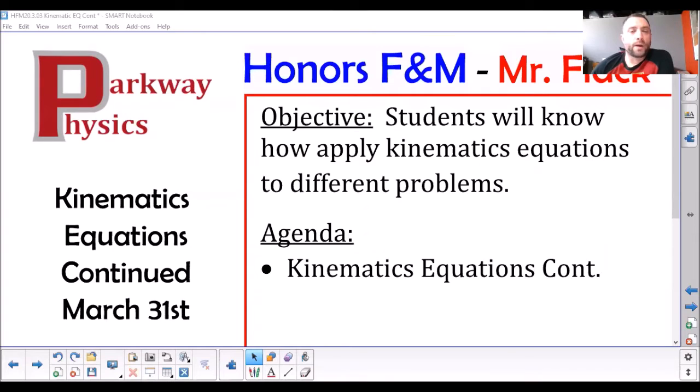Today what we're going to do is continue using the kinematic equations, and I'm going to try and give you some tips on using those. It's going to be a really short lesson, so hopefully you're not disappointed. Like I said, today we're going to review using kinematic equations, and I'm going to give you a little hint, a little tip.